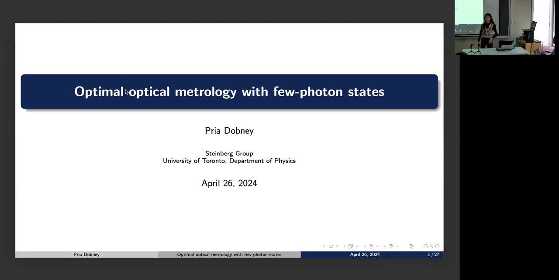For those of you that aren't super familiar with our group, we have two labs. One lab works on cold atom experiments and the other works with single photon experiments. So I'm going to be telling you a bit about one of the directions that we're interested in the photons lab.